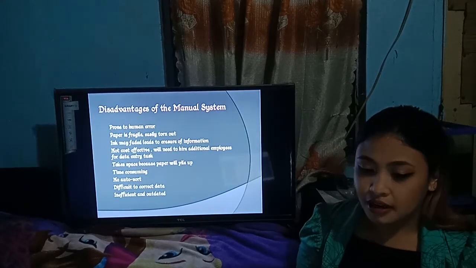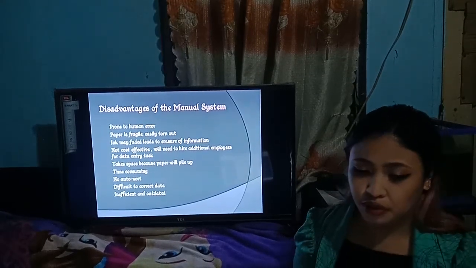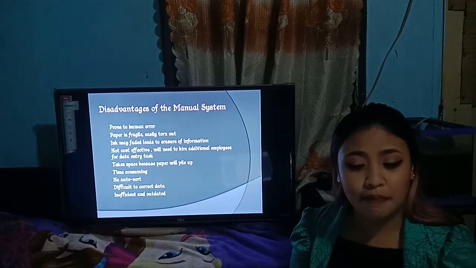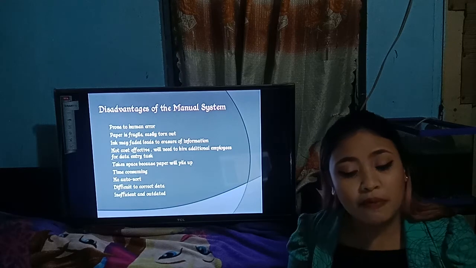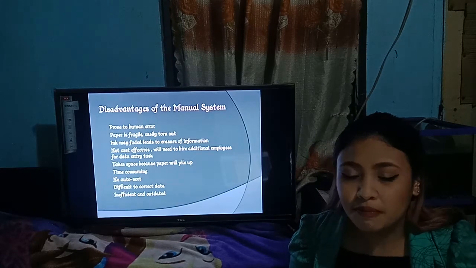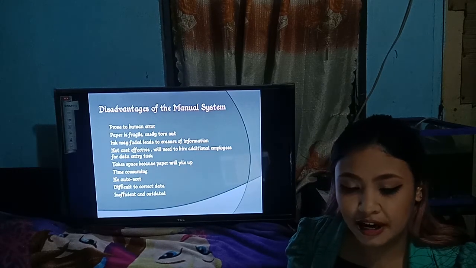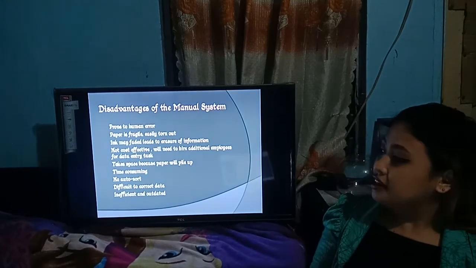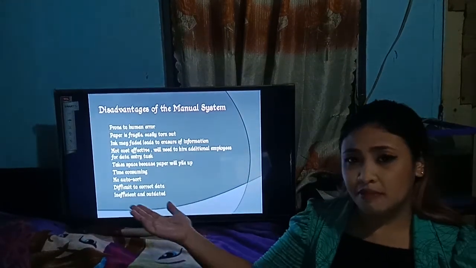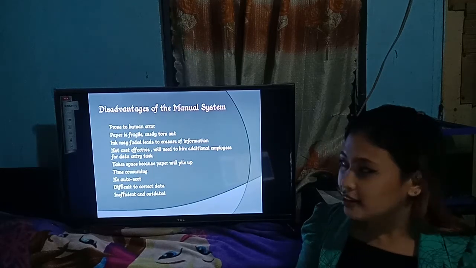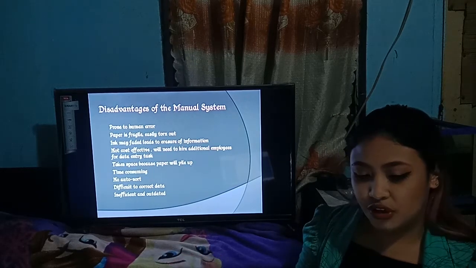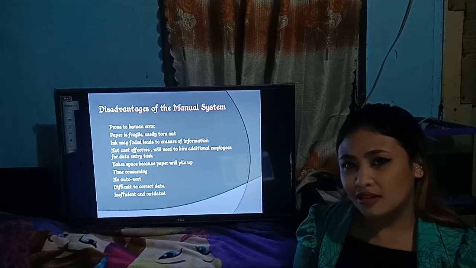Another problem is that it has no auto sort. You have to rely on the employee to arrange the records. Paper files can be buried, making it difficult to find a record again. Lastly, stating the different problems in using the manual system, we can conclude that this system is inefficient. Another one is that it is outdated.